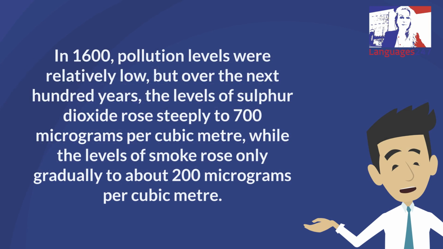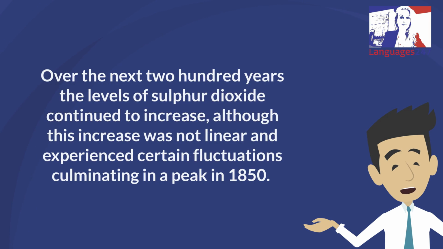In 1600, pollution levels were relatively low, but over the next 100 years, the levels of sulfur dioxide rose steeply to 700 micrograms per cubic meter, while the levels of smoke rose only gradually to about 200 micrograms per cubic meter. Over the next 200 years the levels of sulfur dioxide continued to increase, although this increase was not linear and experienced certain fluctuations culminating in a peak in 1850.